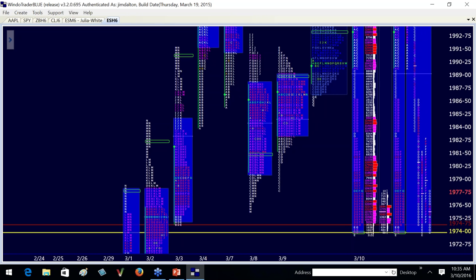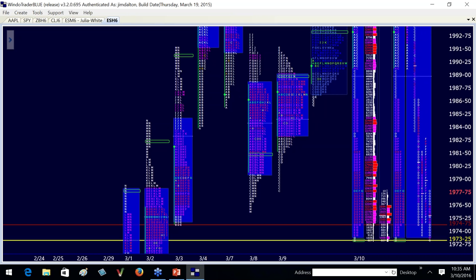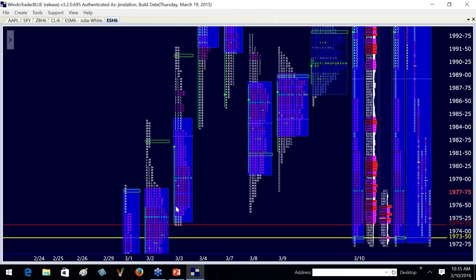But that doesn't mean that the shorts or the traders didn't get enthusiastic for some reason and take prices higher. Traders do a lot of emotional things. And remember, the majority of traders are not successful. So we're looking at what they're doing and seeing what kind of opportunities they are providing for us. So this is considered a poor low or an incomplete auction.